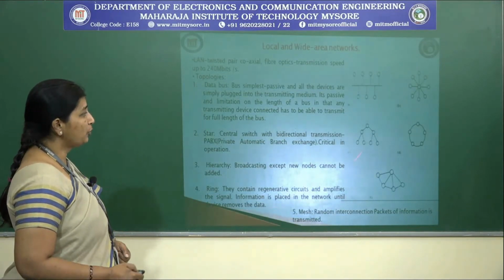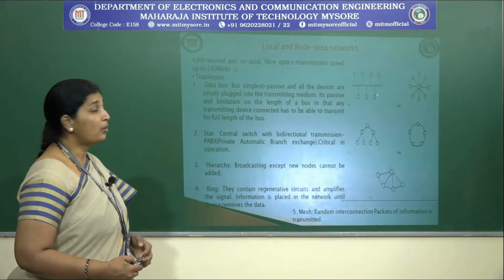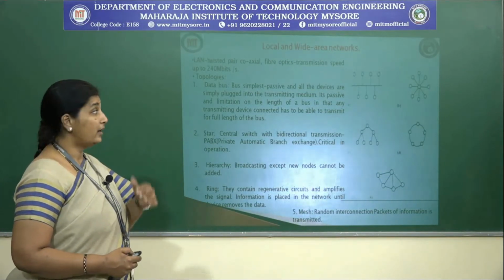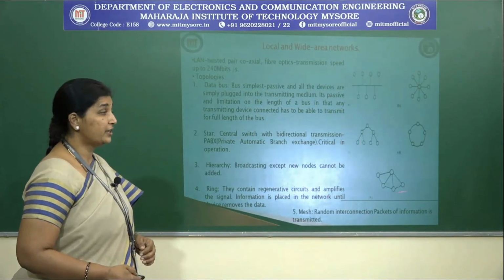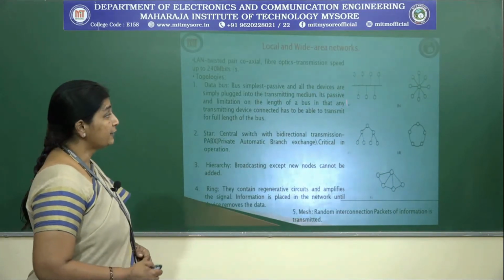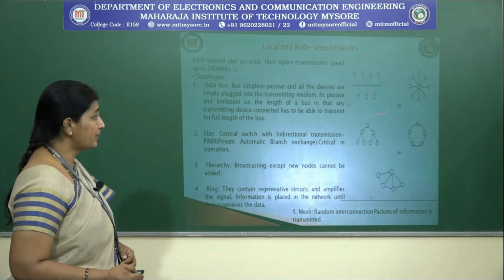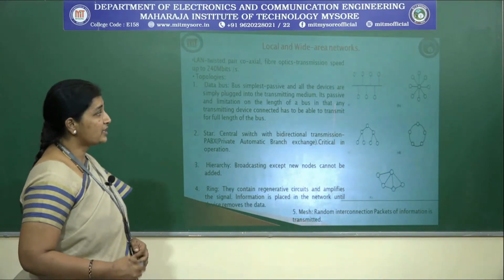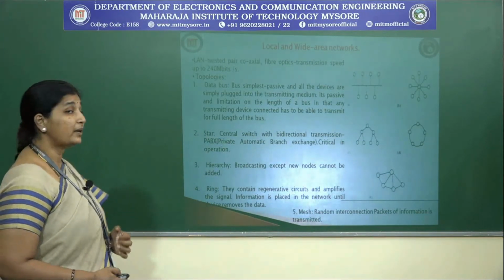Coming to the different topologies, if you just see the diagram here, there are different topologies in a LAN. The topology mainly focuses on how the computers are interconnected, and how the data paths are interconnected. The first is called a bus structure. Then you have a star, then a hierarchy, and then a ring. This is called a mesh. So these are the different kinds of topologies that you are going to learn. Let us try to understand them one by one in detail.